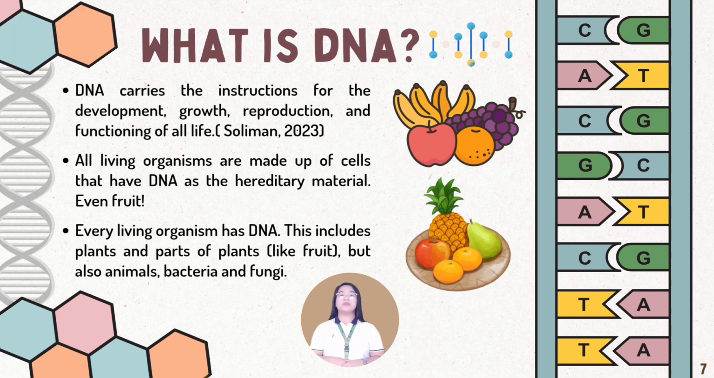All living organisms are made up of cells that have DNA as the hereditary material, even fruit. Every living organism has DNA. This includes plants and parts of plants like fruits, but also animals, bacteria, and fungi. All food from plants or animals contains genes. In cooked or processed food, most of the DNA has been destroyed or degraded and the genes are fragmented.